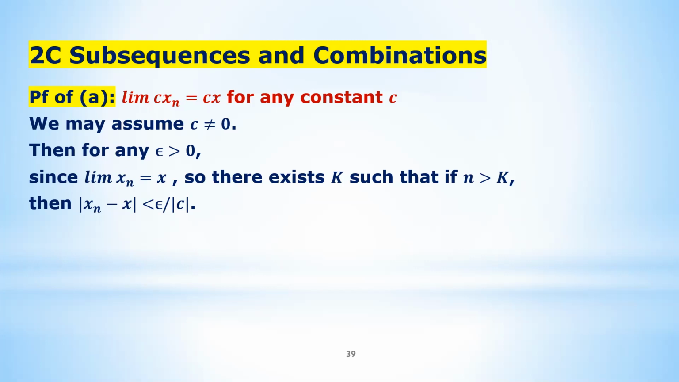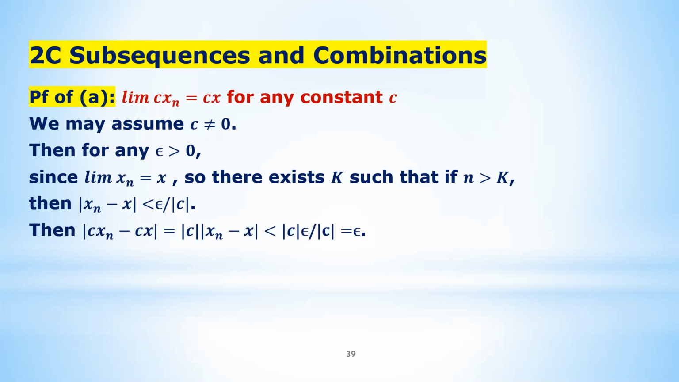Still we are given epsilon, and the logic is like this. For arbitrary given epsilon, I think about epsilon divided by the absolute value of c, plugging this into the definition. Therefore there exists k such that n greater than k makes this happen. And this k corresponds not to epsilon, but to epsilon divided by the absolute value of c. That's the crucial step. Why do we want to do this? You will understand if you look at the next step.